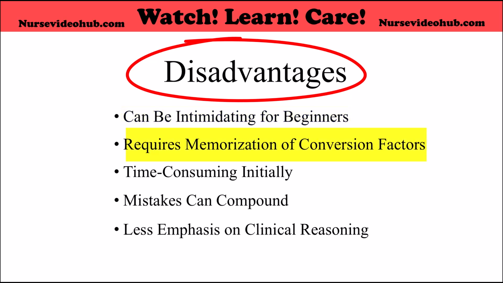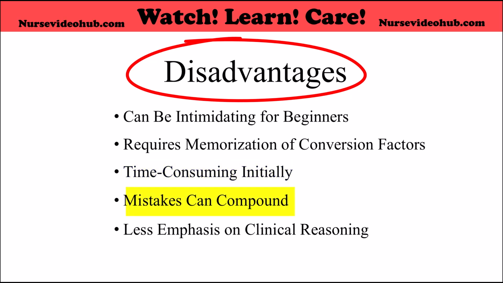Number 2, it requires memorization of conversion factors. You still need to know your standard conversions. Number 3, it's time-consuming initially. Compared to the more intuitive or shortcut methods, it may take longer to set up, especially for more straightforward calculations.